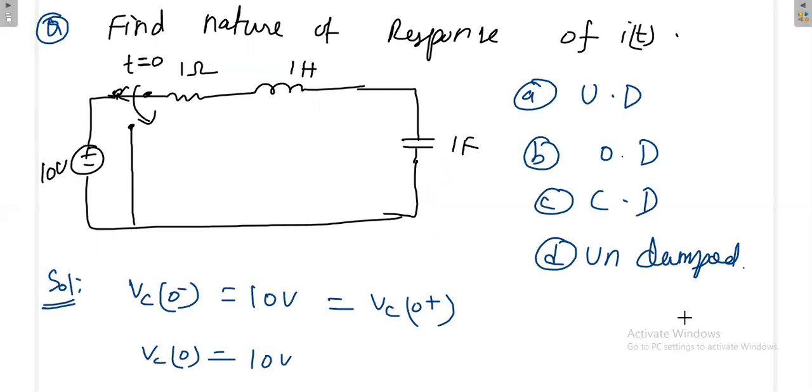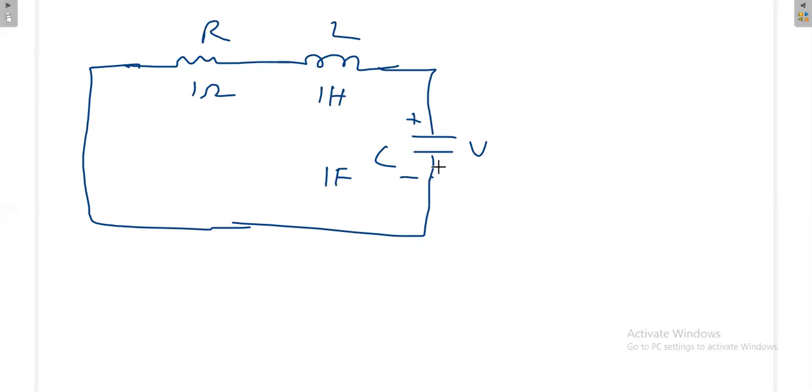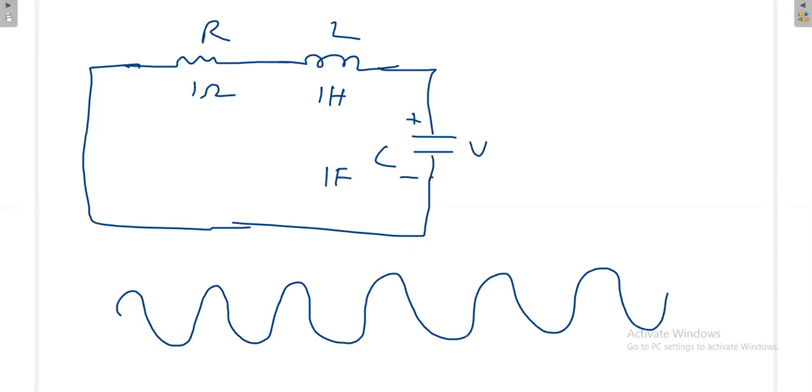Undamped means continuous sinusoidal. So definitely the fourth option is not possible, because the circuit has some initial energy. With some finite energy, and with resistance in the circuit, it cannot produce a continuous sinusoidal waveform like this. If the resistance is not there, you can produce this kind of waveform.